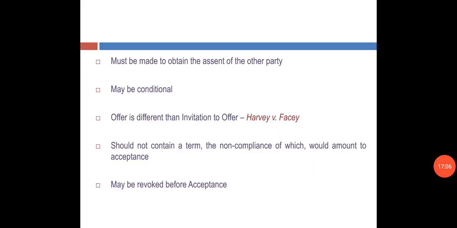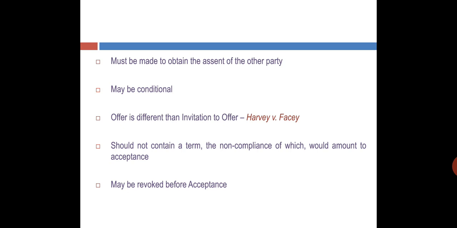The next important point is put forth after a landmark judgment which even stands today. This is a very old judgment. It is an 1893 judgment. It is the UK court's judgment known as Harvey versus Facey. In this particular case, a very important point was laid down to distinguish an offer from an invitation to offer.